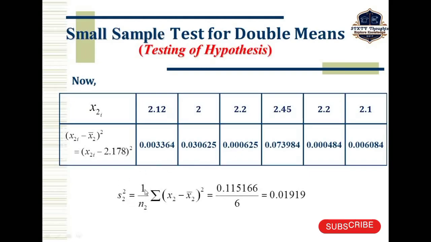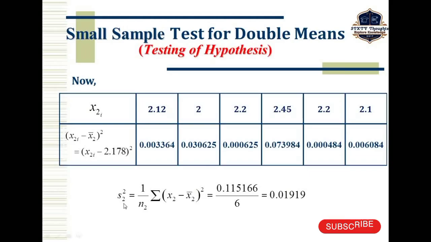The s2 square formula is 1 by n2 sum of x2 minus x2 bar whole square. How do we find this value? Add these six values, and we get 0.115166 by the n2 value 6. Using the calculator, we get 0.01919. So we know s2 also.